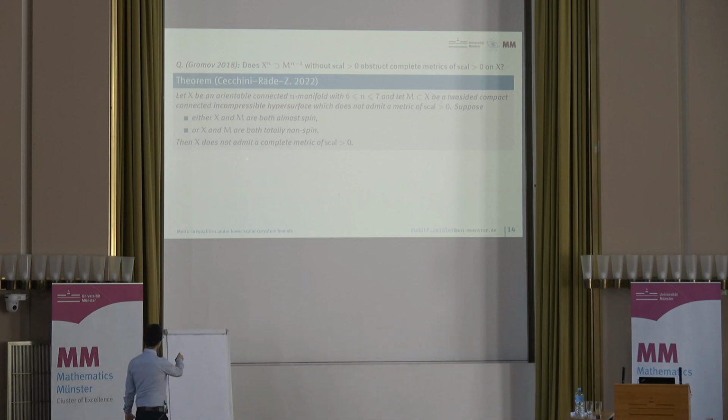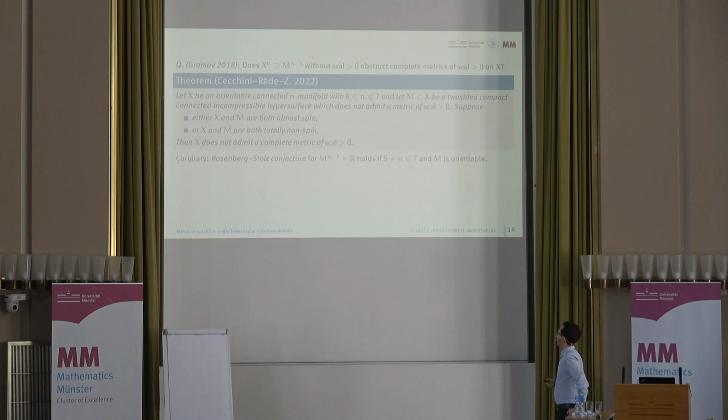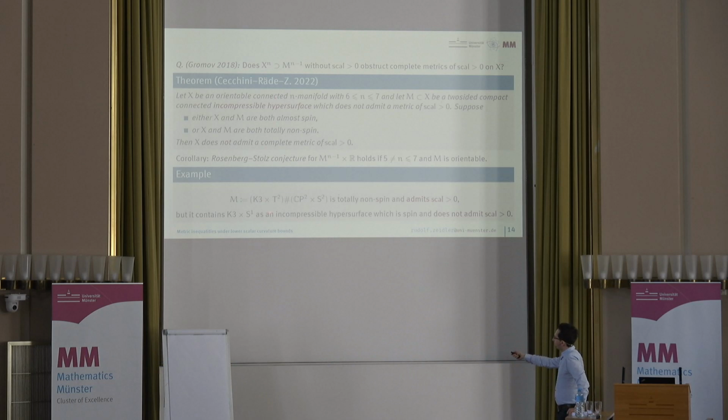Now, these conditions were not part of the original question, and you might ask, well, is it necessary? If you know the surgery theory of positive scalar curvature, then it will not be surprising to you that this is in fact necessary. You can look at certain kinds of examples like this here. It turns out that the K3 surface times the torus, if you connect this with something non-spin like CP2 times S2, then this will admit positive scalar curvature, but it contains K3 times S1 as an incompressible hypersurface, which is spin and does not support positive scalar curvature.